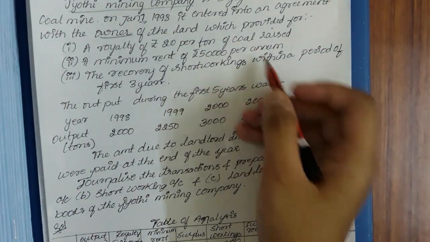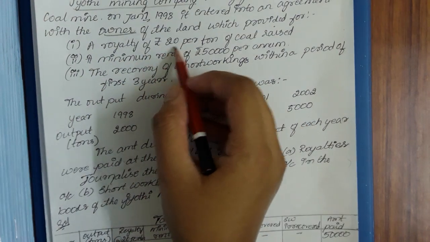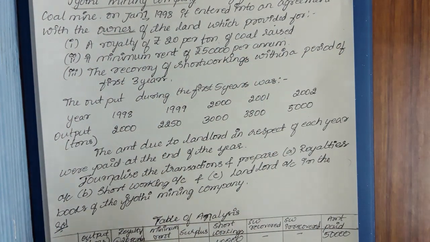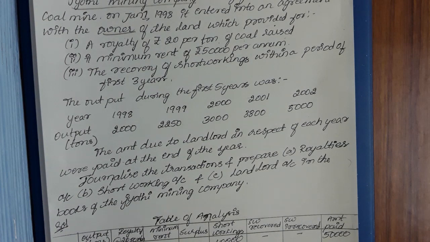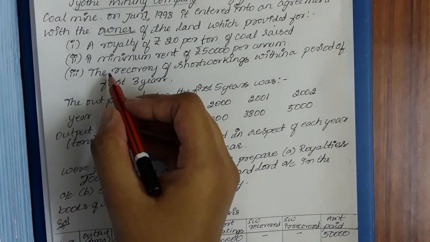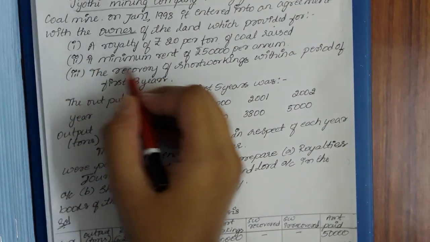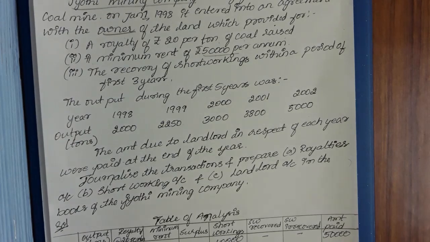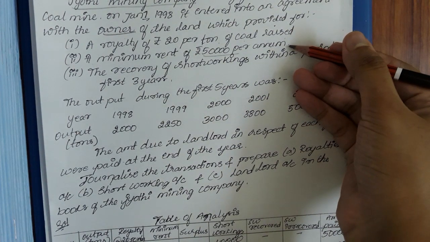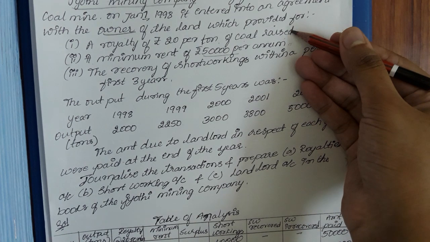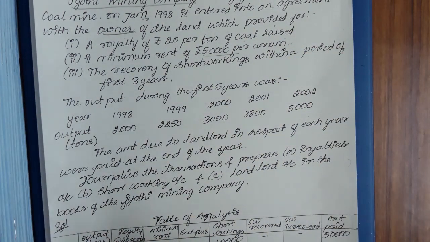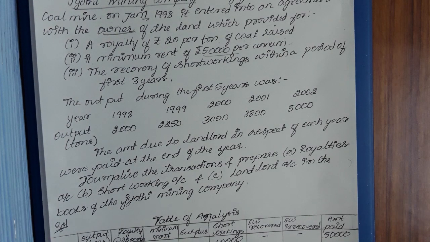What they are provided: a royalty of rupees 20 per ton of coal raised. So on whatever coal has been produced, 20 rupees per ton will be paid as royalty to the owner, the lessor, by Jyoti Mining Company, the lessee. Also a minimum rent of 50,000 per annum. Whenever the royalty is less than minimum rent, you will be paying minimum rent. Whenever the royalty is more than minimum rent, you will be paying royalty after recovering short workings, if any.